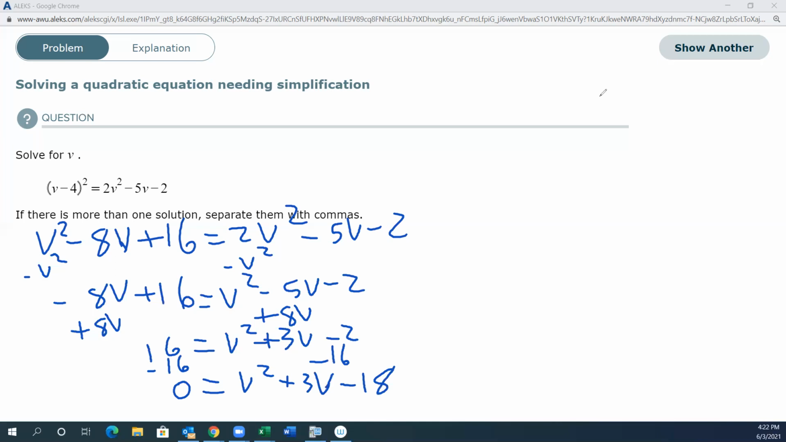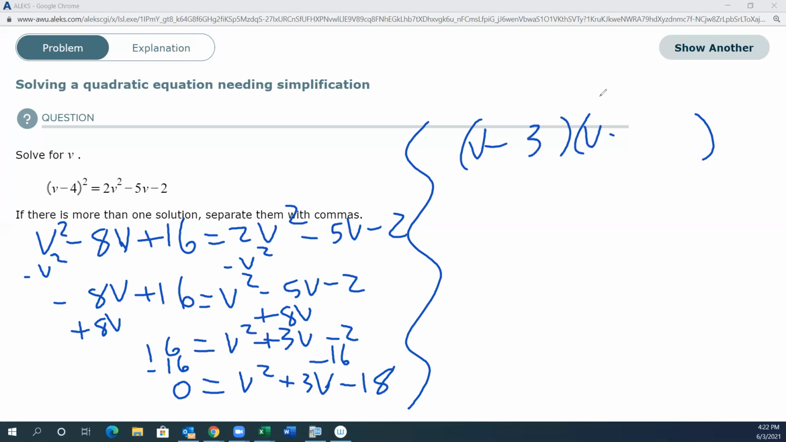All right, so you got to get everything on one side, combine like terms, all that fun stuff. Now, the leading coefficient, or A, is 1. So I can try to shortcut this guy. I'm going to have v and v, and then maybe negative 3 and positive 6. That'll multiply to negative 18 and add up to 3.